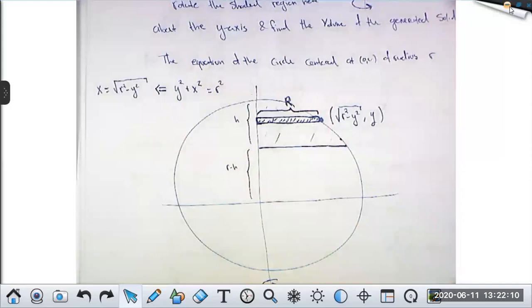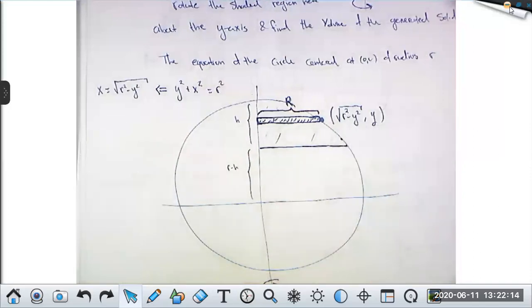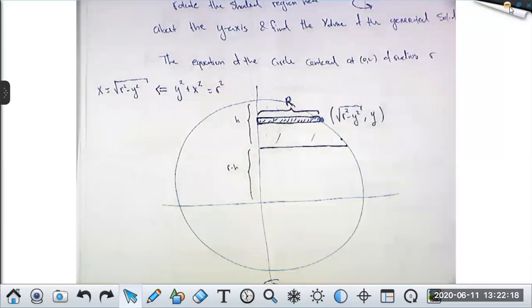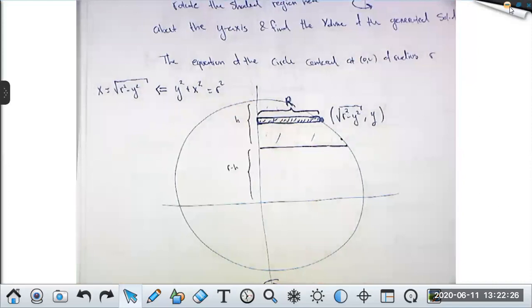Do you know why I did it like this instead of calling it the square root of r squared minus x squared? I did this in terms of y. Yeah. The thickness of the strip is a dy thickness. Yeah, we're yeah.